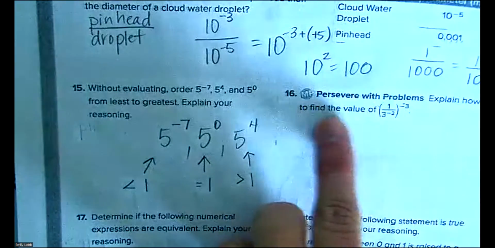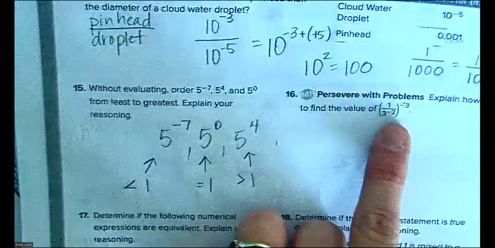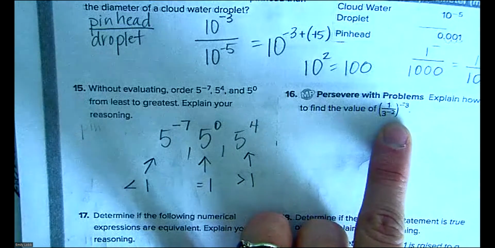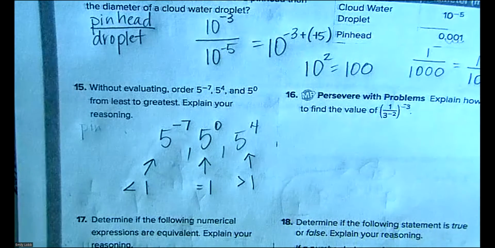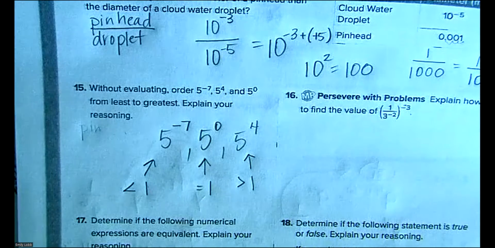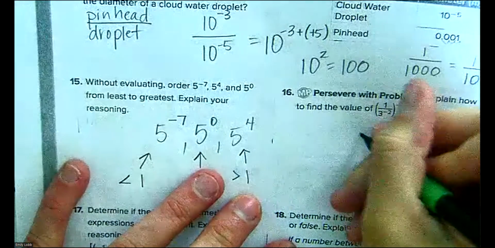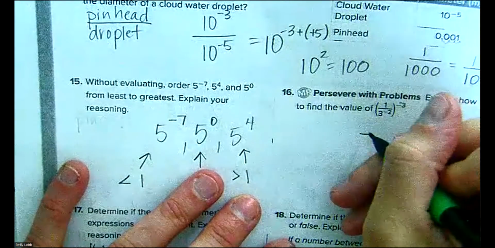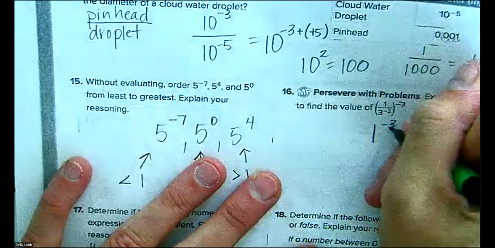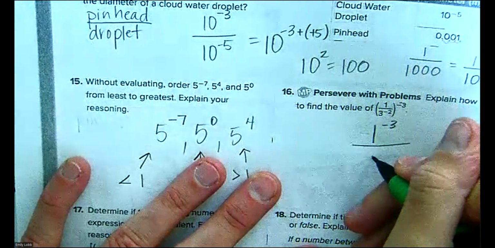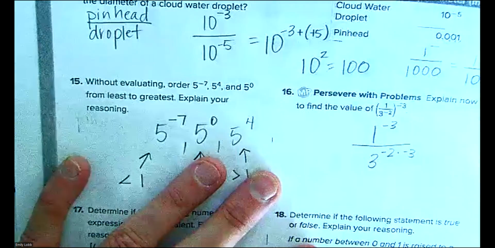All right, explain how to find this value. Well, I have to take the multiplicative inverse of that. So I would have to flip it. Or I have a power to a power. So this would be 1 to the power of -3. So what is 3 to the -2 times -3?